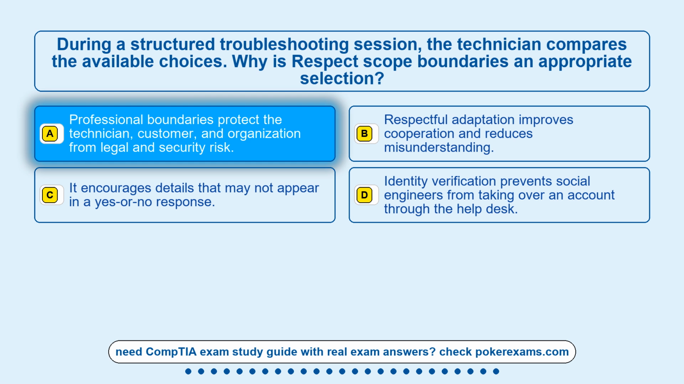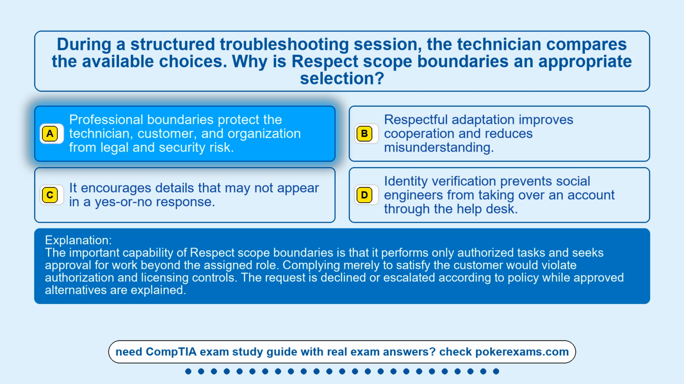The correct answer is option A. Professional boundaries protect the technician, customer, and organization from legal and security risk. The important capability of respect scope boundaries is that it performs only authorized tasks and seeks approval for work beyond the assigned role. Complying merely to satisfy the customer would violate authorization and licensing controls. The request is declined or escalated according to policy while approved alternatives are explained.